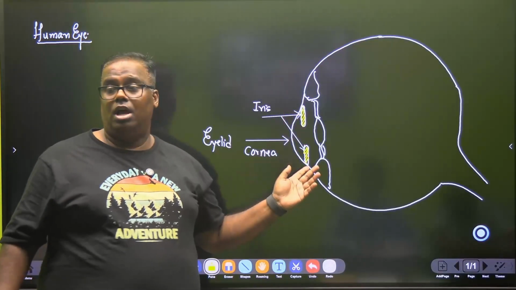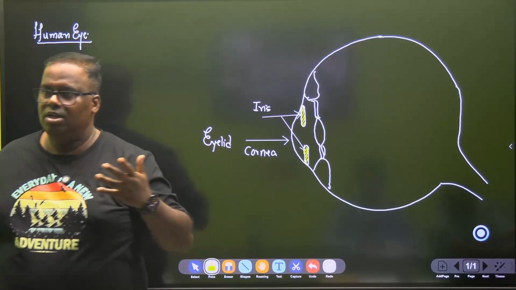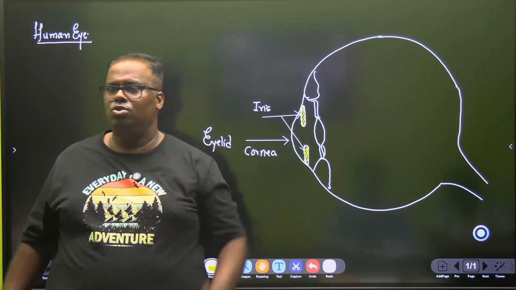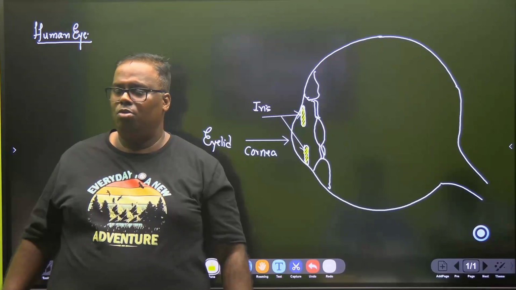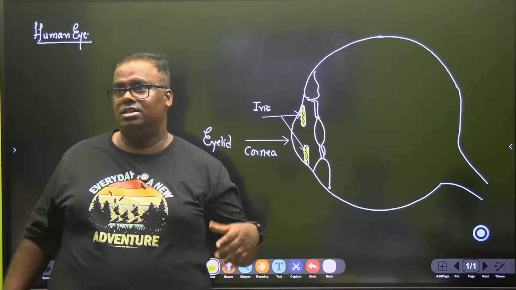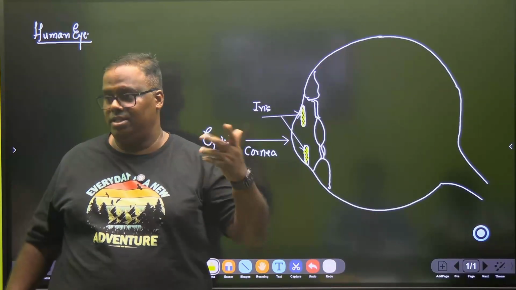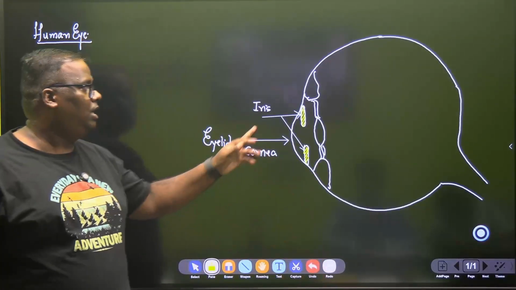So your iris is captured. Just like we have, our irises are usually black or brown. If you go to places like Scandinavia and Czechoslovakia, you have hazel eyes, greenish and all. That color happens due to the iris.